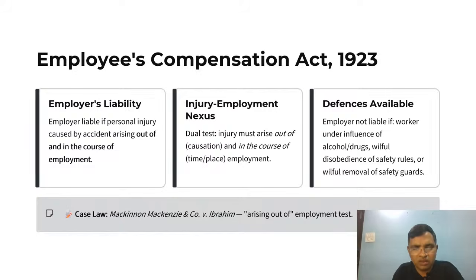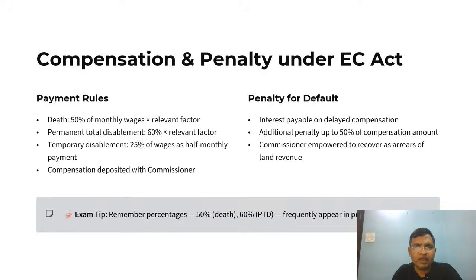So the case you can read, it is available on the internet: McKinnon Mackenzie and Company versus Ibrahim. It is the arising out of employment test. That should be there. Remember this Employees Compensation Act 1923. Then compensation and penalty under the EC Act, payment rules.